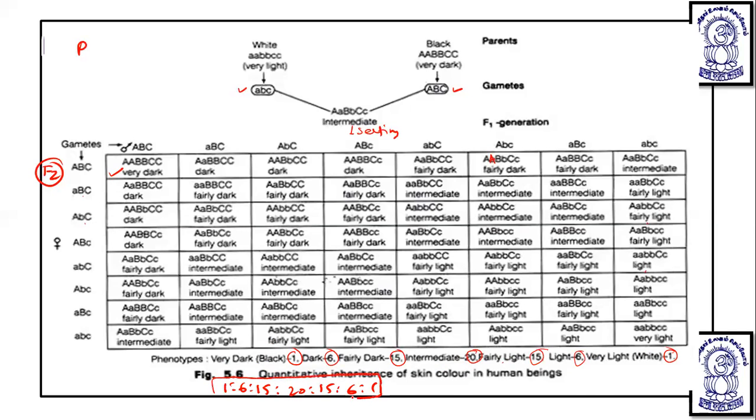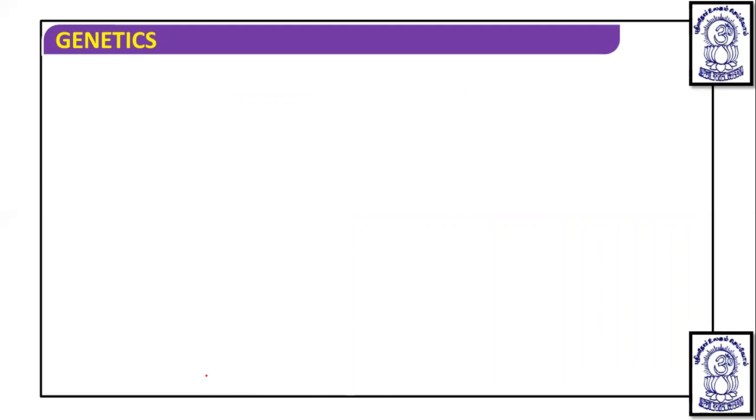That is the phenotypic ratio of human skin color inheritance through polygenic inheritance. And if it occurs like this, if we make a curve of this, you can draw a histogram like this: 1 by 64, 6 by 64, 15 by 64, and 20 by 64. So if you make a histogram, you can make it like this.